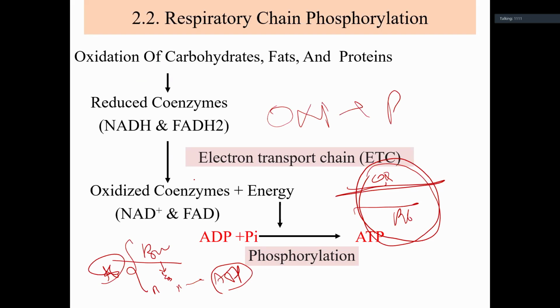Clear? Clear. Any confusion? Any question? Yes?